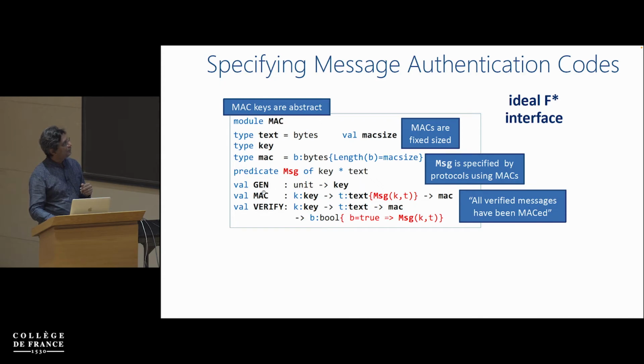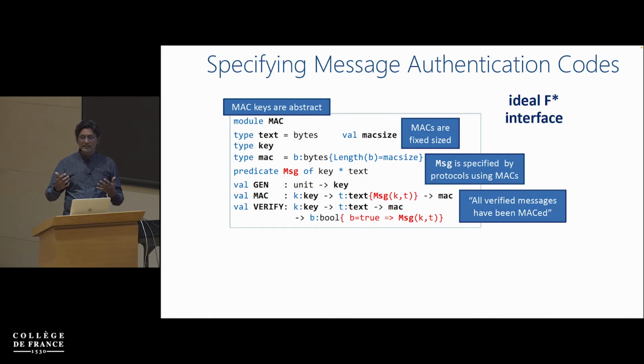And we say that whenever you call the MAC function, you must satisfy the precondition message K T. If you do that, then whenever I verify the MAC, if the result is true, then I get the fact that message K T must have been true at the point at which the MAC was created. And this predicate message can be defined in an arbitrary way by the application. So it's in fact a parameter to the MAC module.